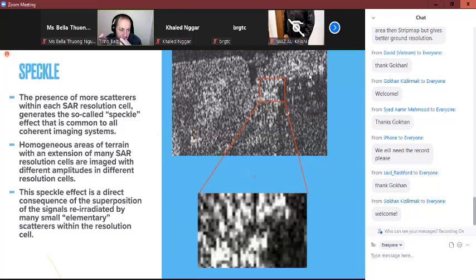Because we have a coherent system, these different scattering centers superimpose, and these small elementary scatterers may add each other up or cancel each other out, depending on their position, depending on their phase, and the relation of the phases to each other, which then causes this speckle effect.